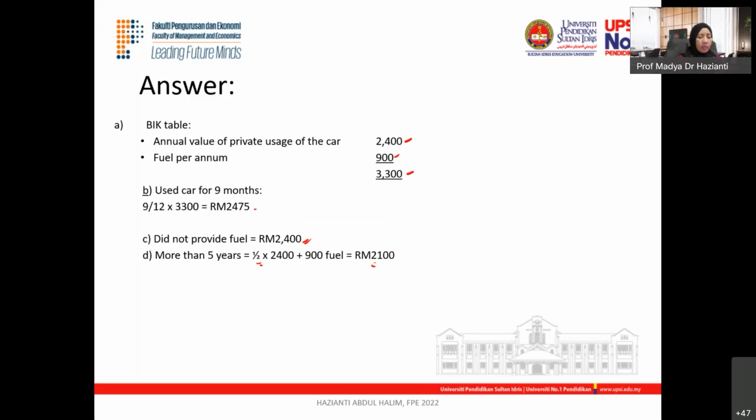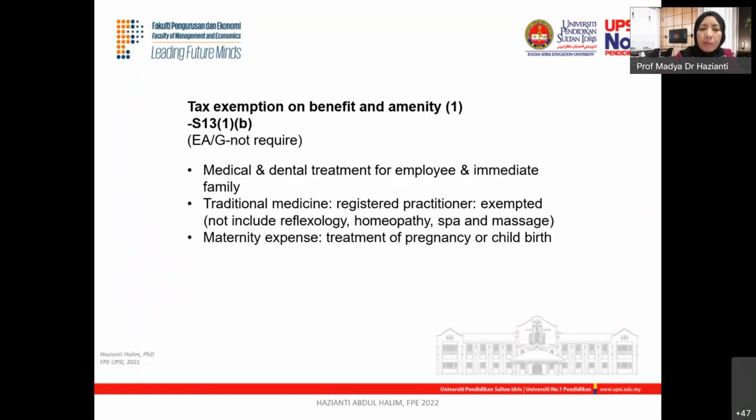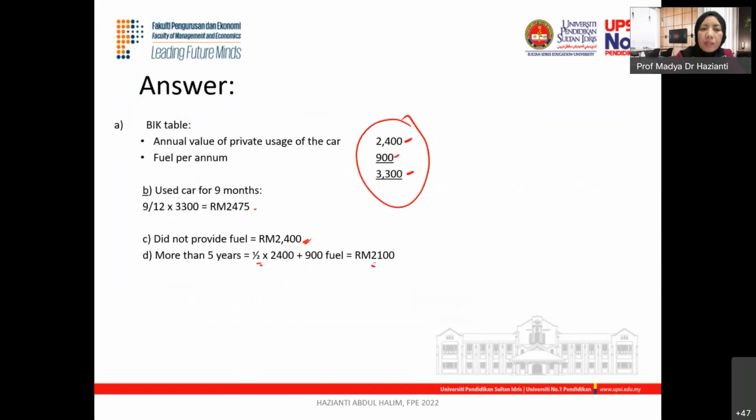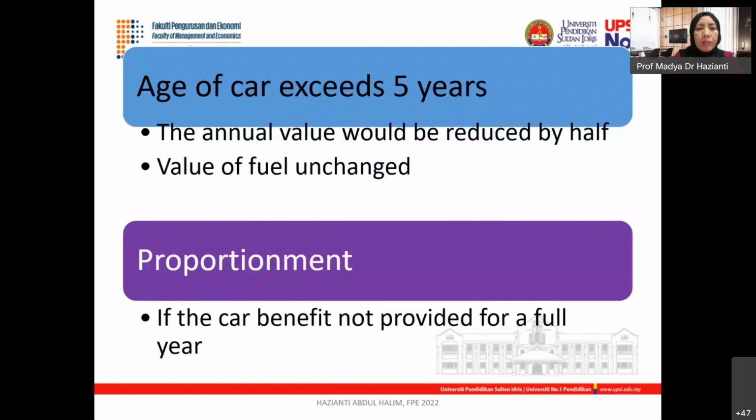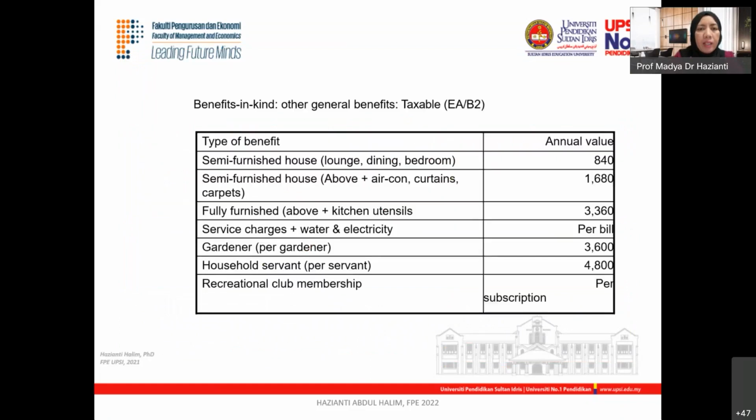So these are different situations, whether the car is used for a full year or less than 1 year, or she doesn't get fuel and only gets the car, or the car is more than 5 years old. I hope that's okay, because we get this part from this table. From this table, whatever the price of the car, you just look here. Like this example here, 2,400. The rest depends on the price or the value of the car. Okay, that's it for cars; next would be other benefits in kind.